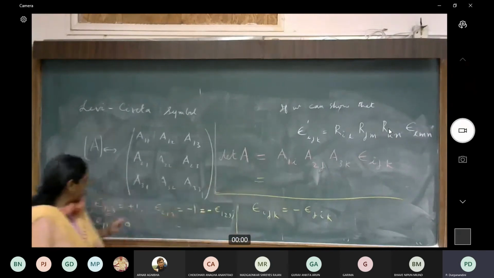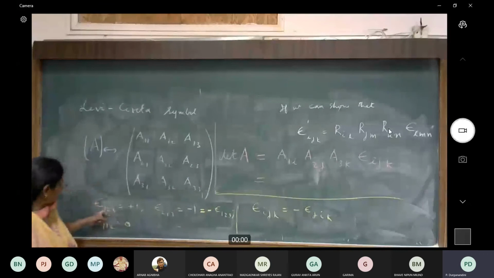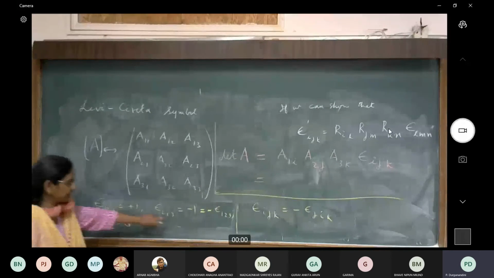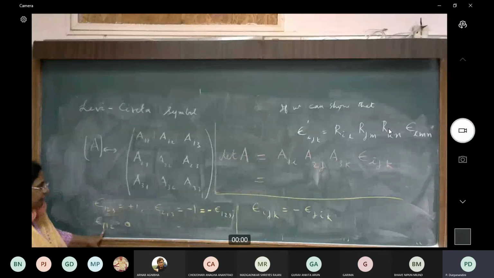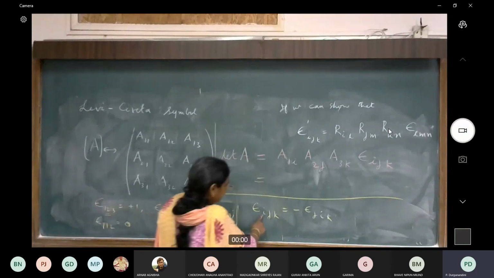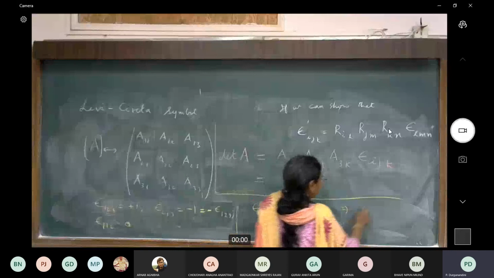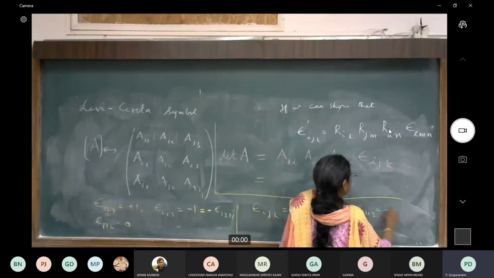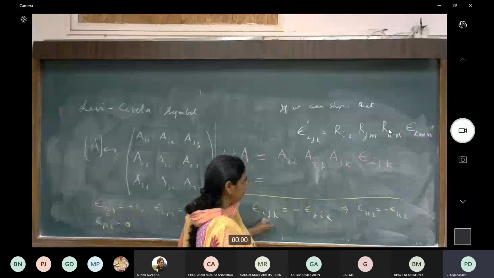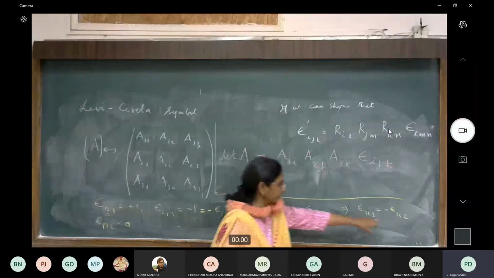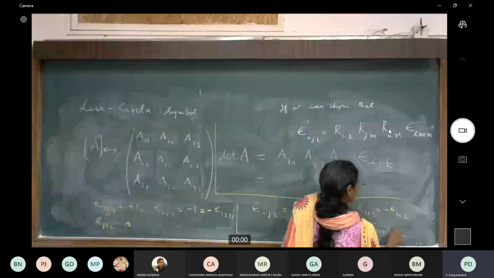For example, I put here 1, 2, then I put it as 2, 1, I'll get a minus sign. Similarly, if I put here 1, 3, 2, and I change it, I'll get again a minus sign. And this is also consistent with that. Because if the two indices are the same, this tells me, for example, that epsilon 1, 1, 2 should be equal to minus epsilon 1, 1, 2. So I've changed the indices, but 1, 1, if I change, I should get back the same. And this immediately tells me that epsilon 1, 1, 2 is equal to 0.